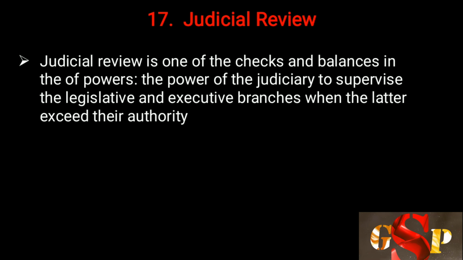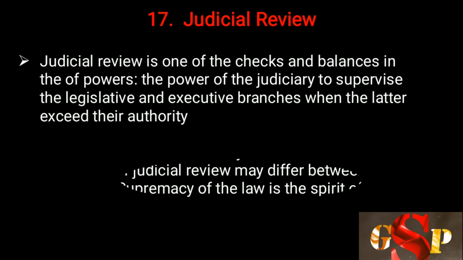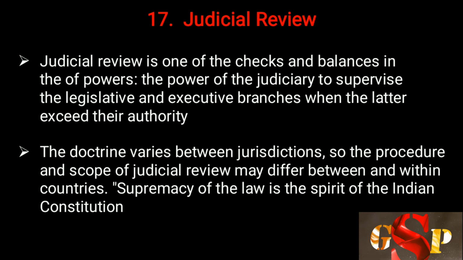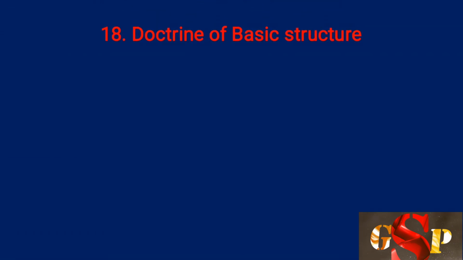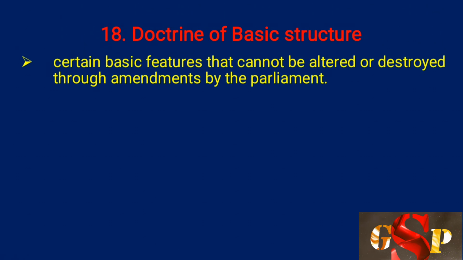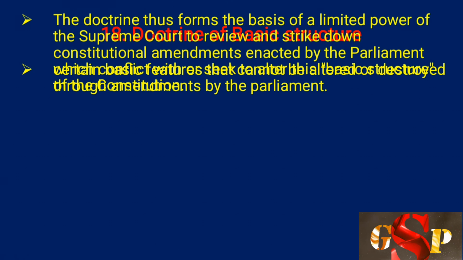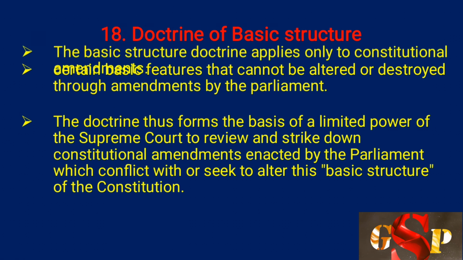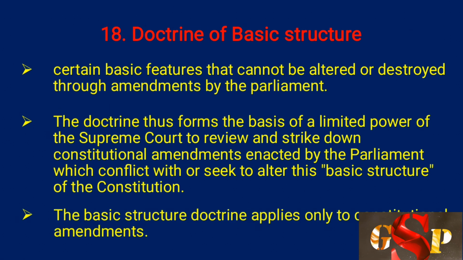Now next is judicial review. Judicial review is one of the most important reviews, for check and balance of powers. The power of the judiciary is to supervise the legislative and executive branches when the latter exceed their authority. It is very important that the doctrine varies between jurisdictions. So the procedure and scope of judicial review may differ between and within countries. Supremacy of the law is the spirit of the Indian Constitution.